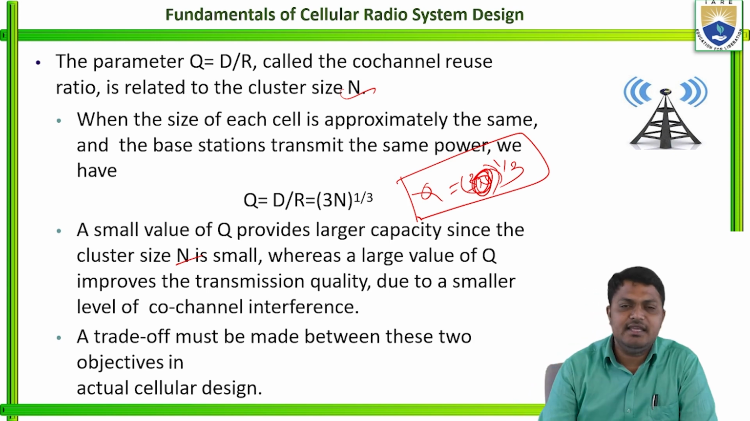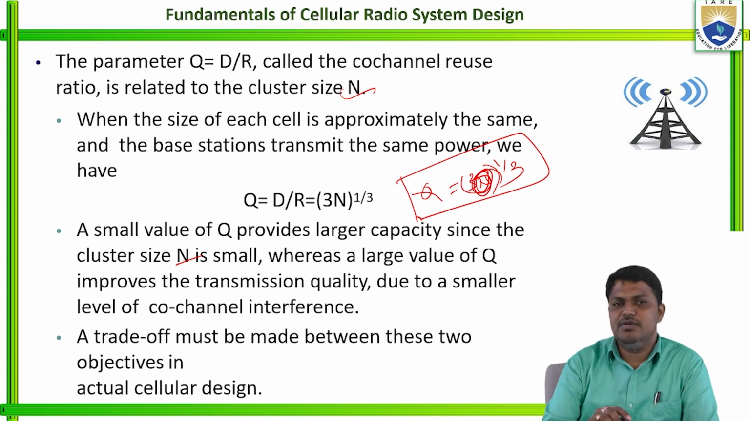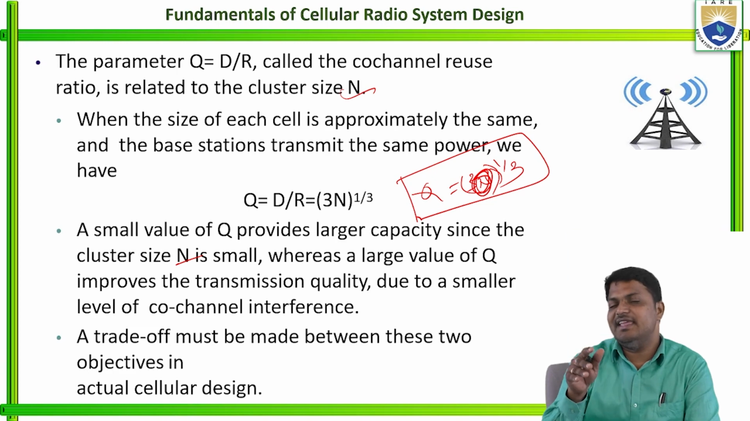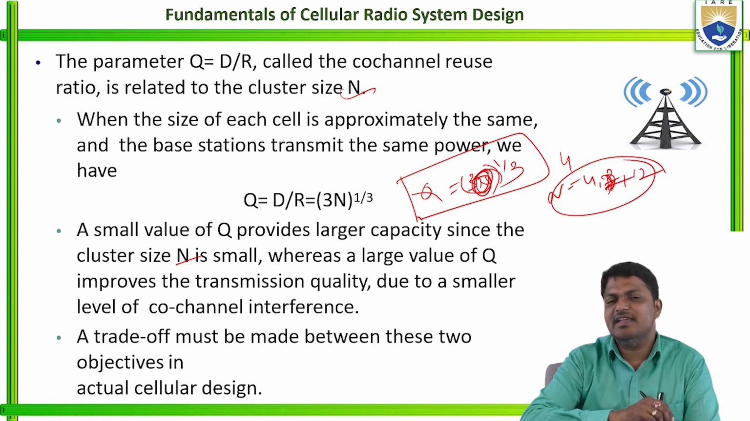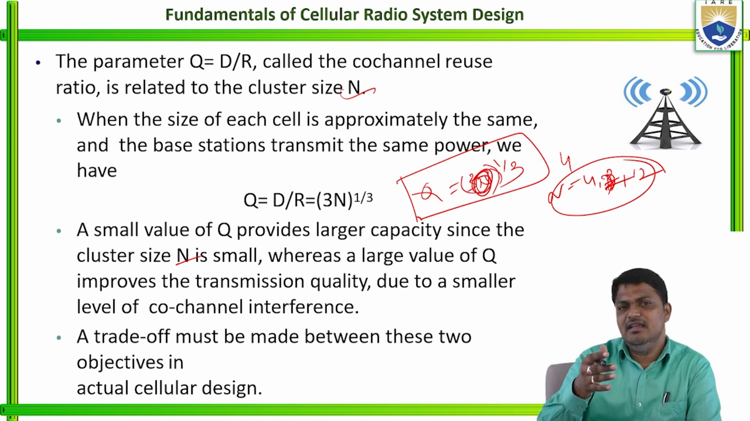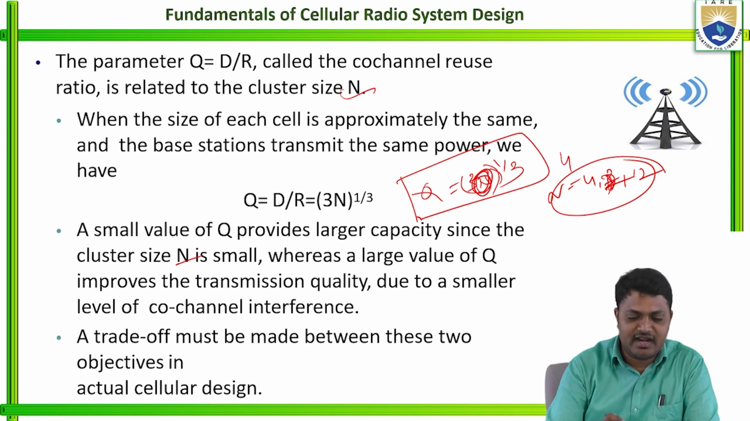Then how to calculate the co-channel interference reduction factor Q? It is based on the cluster size. The cluster size, as already discussed, is n equal to 4, 7, 12, right? So based on the cluster size only we can calculate the co-channel interference reduction factor, which is Q equal to d by r.